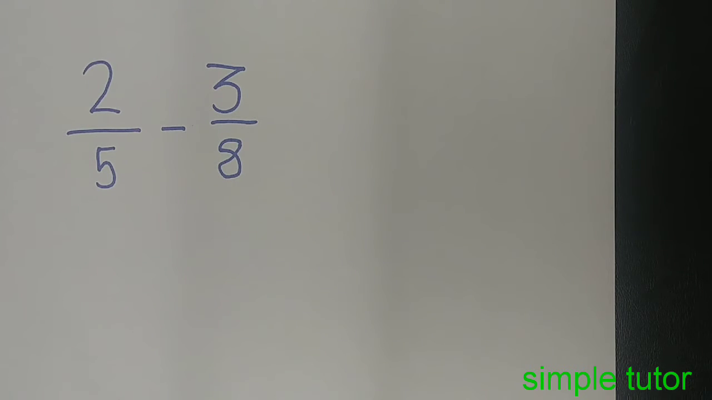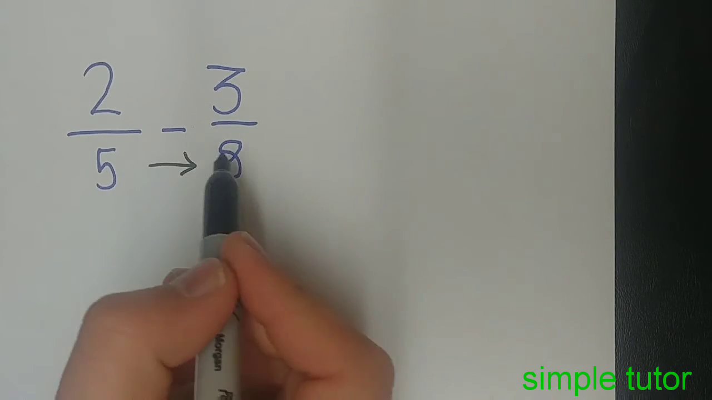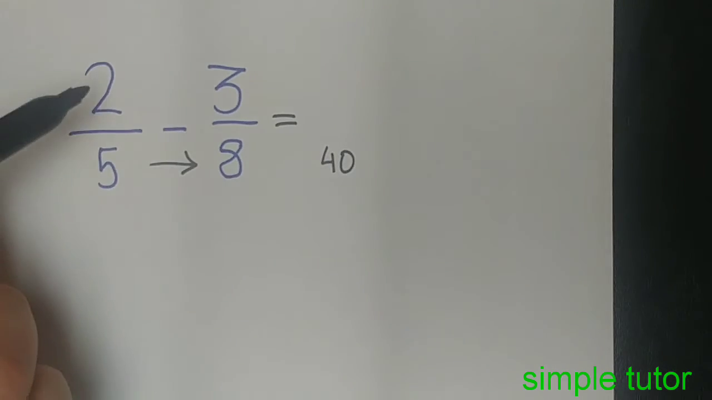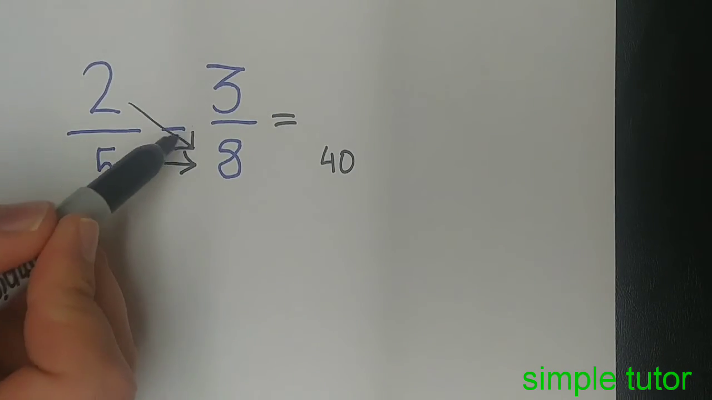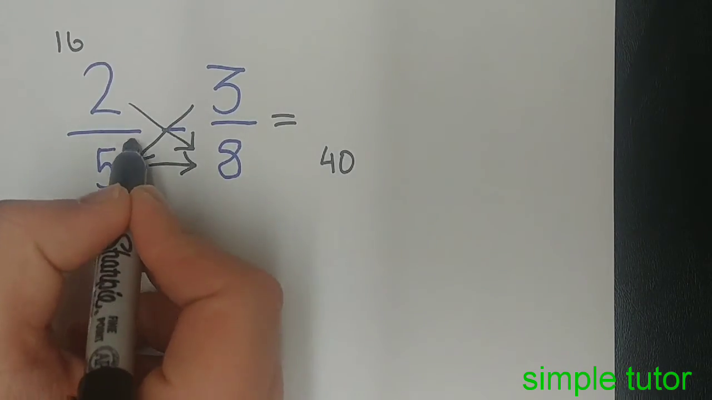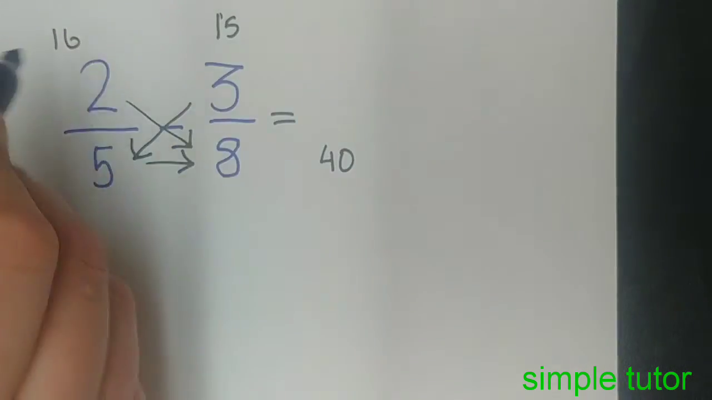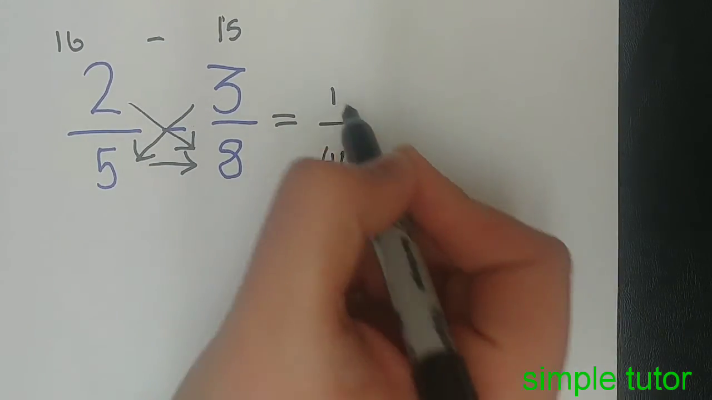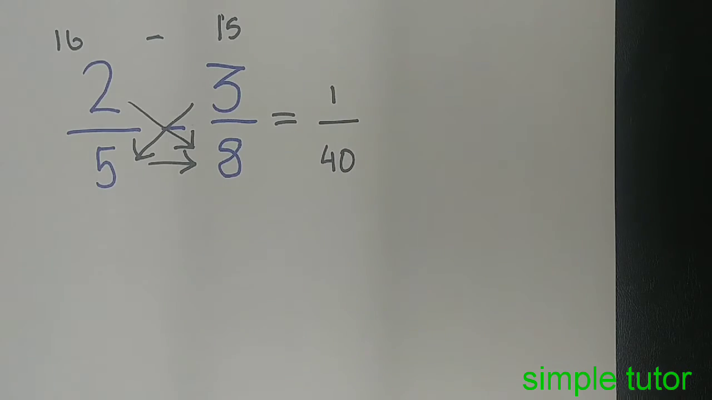Alright, I'm guessing you tried this. We're going to use that same technique again here. So 5 times 8 is 40, so that's our denominator. Then we take 2 and multiply it by 8. So 2 times 8 is 16. Then we take 3 multiplied by 5, which is 15. So we have 16 minus 15, which is obviously 1. And this cannot be simplified anymore. So that is the simplest way to do this.